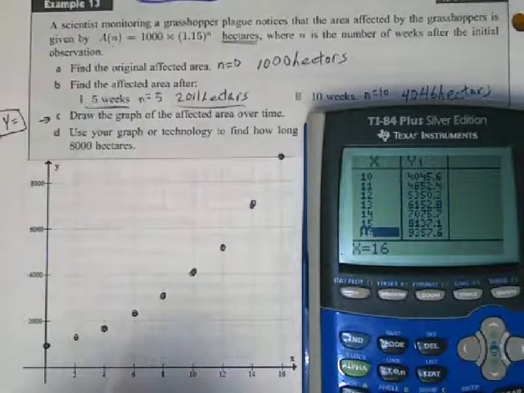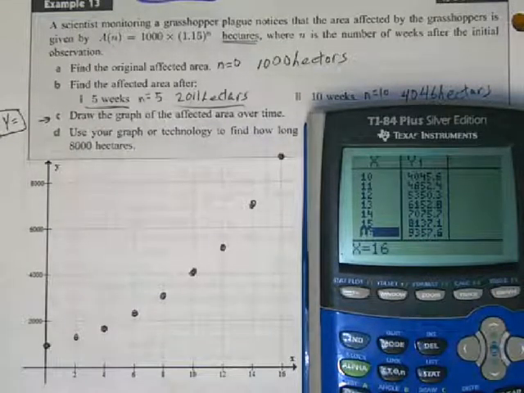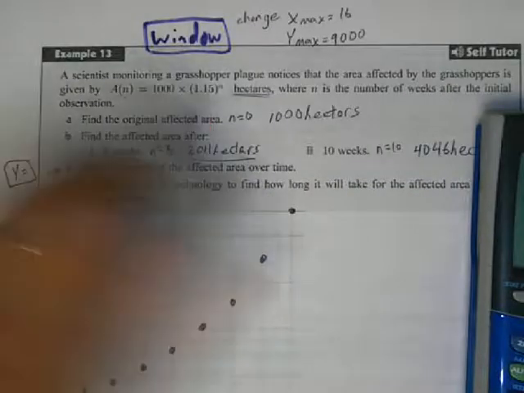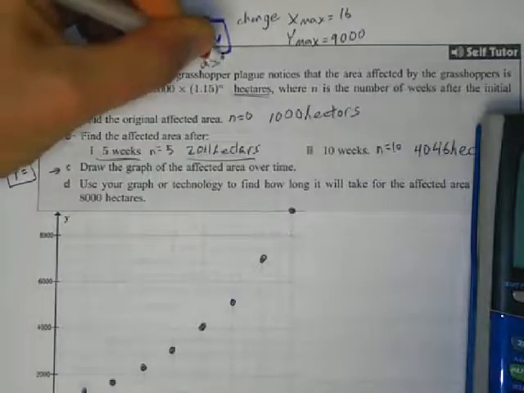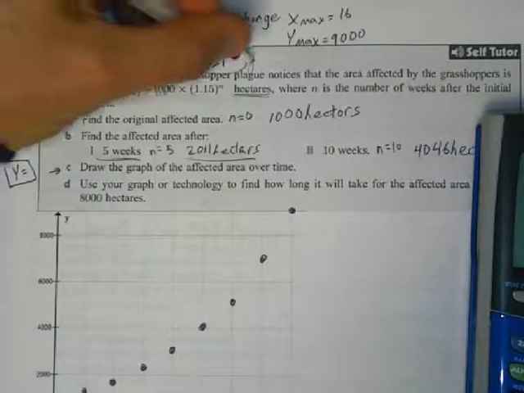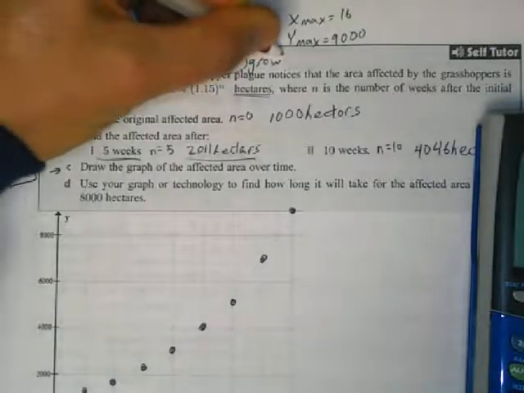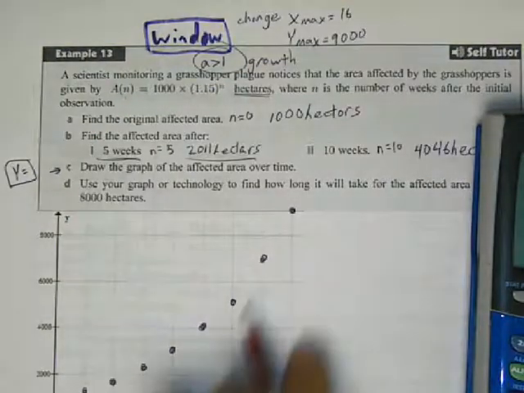So it is an exponential curve, and because this a value is greater than 1, that means it's growth. And you can see that it is growing as we move up.